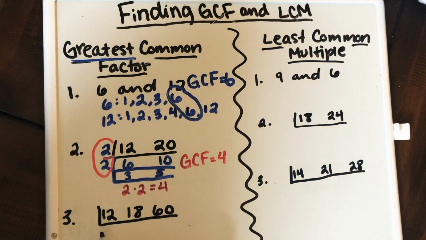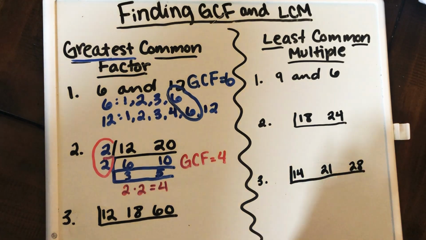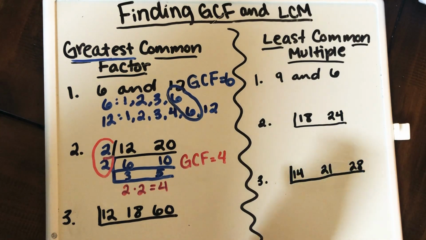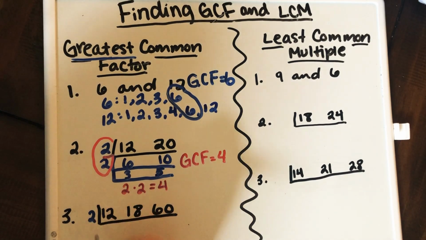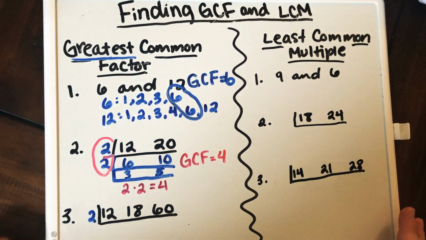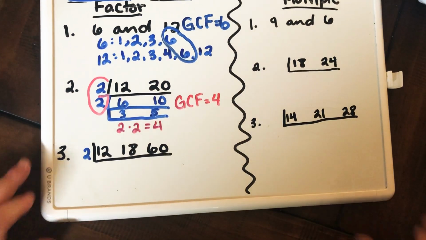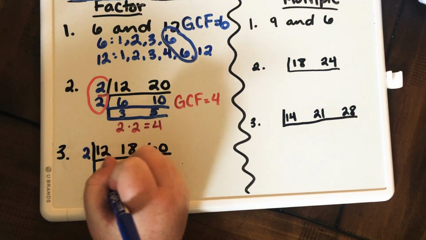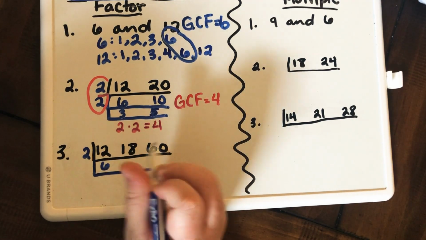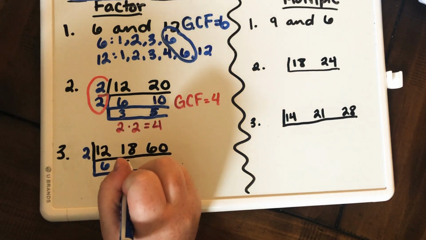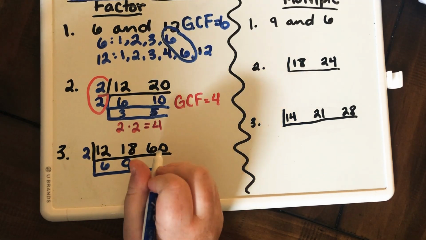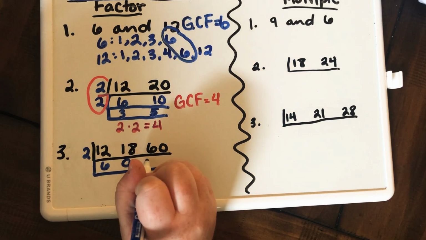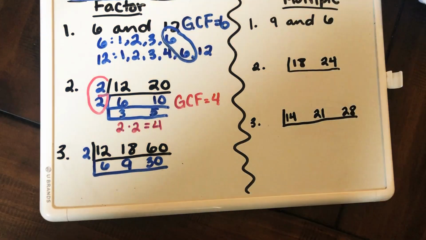All right, again, we need to find the smallest factor that all of these have in common. So just to get started, let's use our divisibility rules. Each of these numbers is even, so the best place to start is with a 2. I'm going to scroll up a little bit so you can see me. All right, 12 divided by 2 is 6. 18 divided by 2 is 9. And 60 divided by 2 is 30.